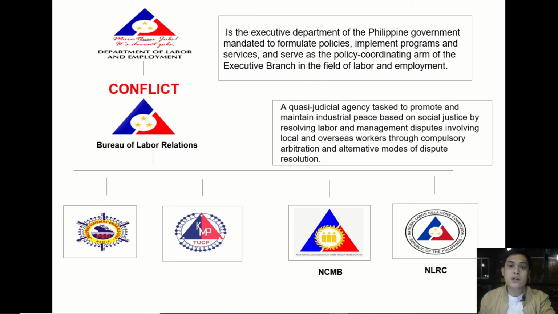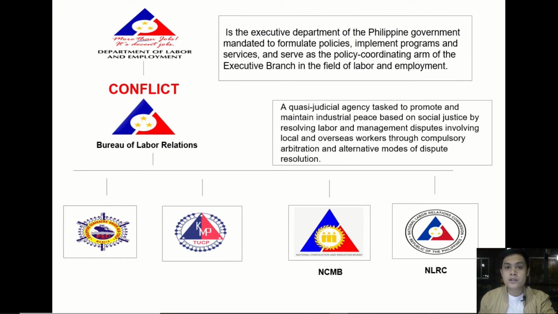So as you can see, there are union representatives here, the Philippine Seafarers Union, and of course the KMP, Trade Union Congress of the Philippines. So these are just a few examples of the unions that we have here in the country. And if those cases will not be addressed, then the Bureau of Labor Relations will endorse the case to the NCMB for the interpretation of the CBA. And if not, the case will still be there.